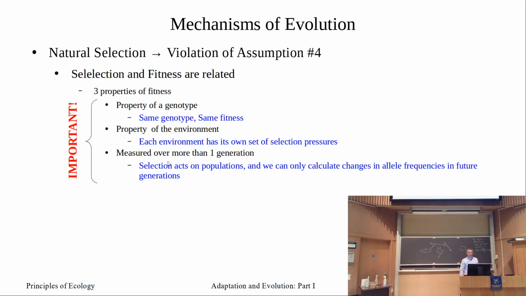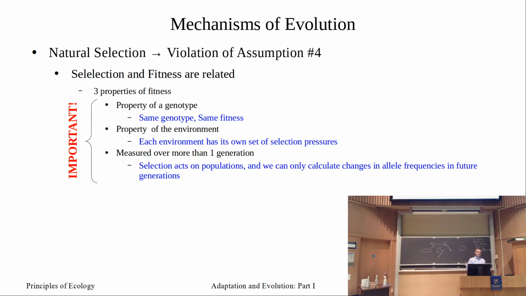And our last property is that if we're going to measure fitness, if we're going to examine fitness, you can only measure it over more than one generation. We can't just go out in our population today and measure it. We have to be able to see what happens to our frequencies in that next generation to have any hope at calculating a fitness. Because again, fitness is how likely you are to gain representation in that next generation. We don't know that until we view the next generation.